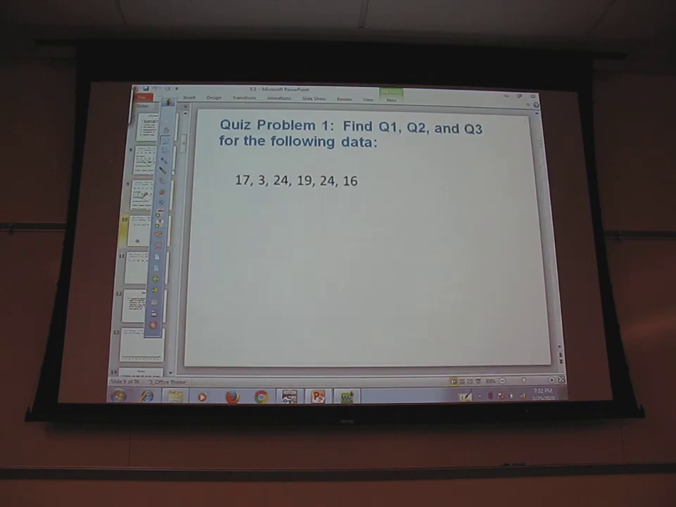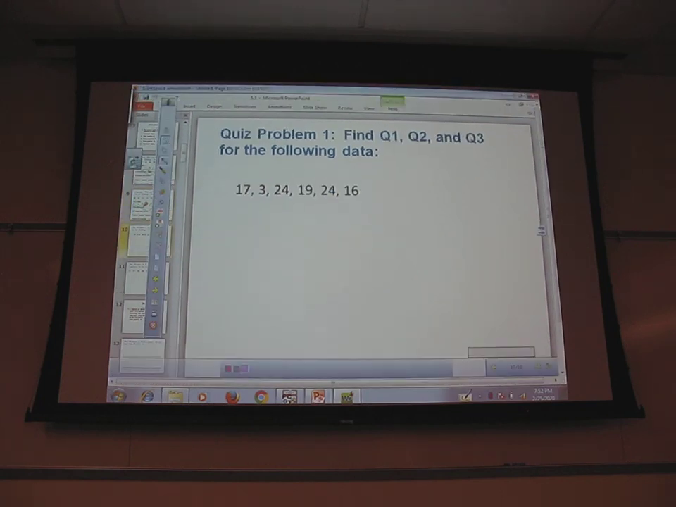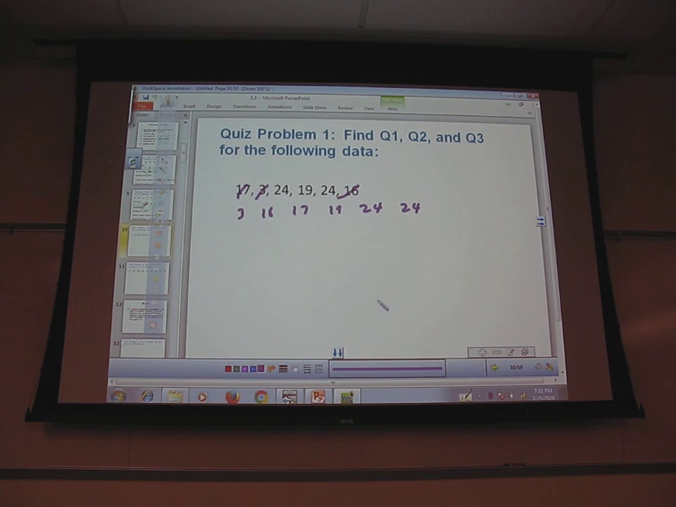So here's your problem. So first you have to put it in order, right? So 3, 16, 17, yep. 24, 24. Good. Can I split it perfectly in half? Yes. Lower half, upper half. I really encourage you to box your stuff or underline your box, some way so that you can tell. It's easier to wrap your head around it.